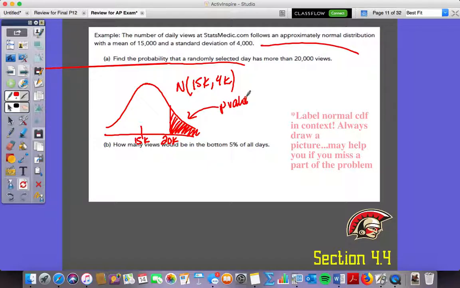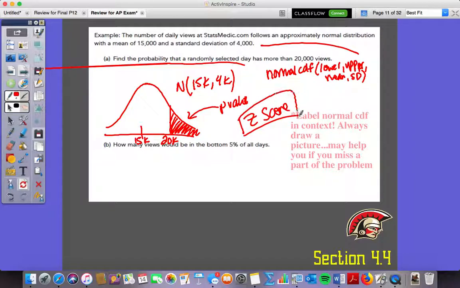All right, so how do I set this up? Well, I use normalcdf, lower, got to write it out, upper, mean, standard deviation, right? And I plug it in. Make sure you know how to use z-score too, okay? Please make sure you know how to use z-score, because sometimes they want you to go backwards, and if you don't know how to use it, you're going to be in trouble. Now, for an FRQ, you're okay, all right?